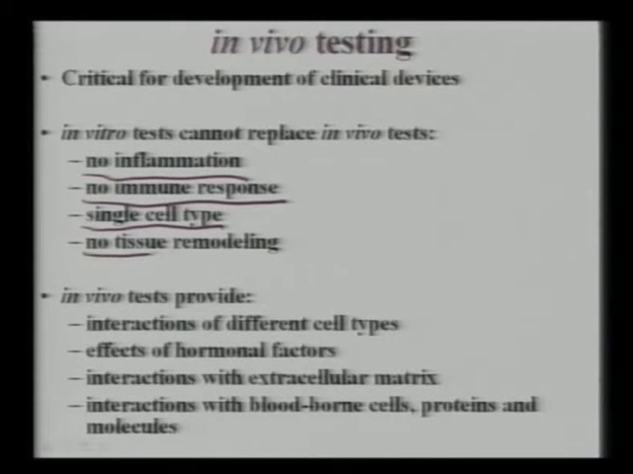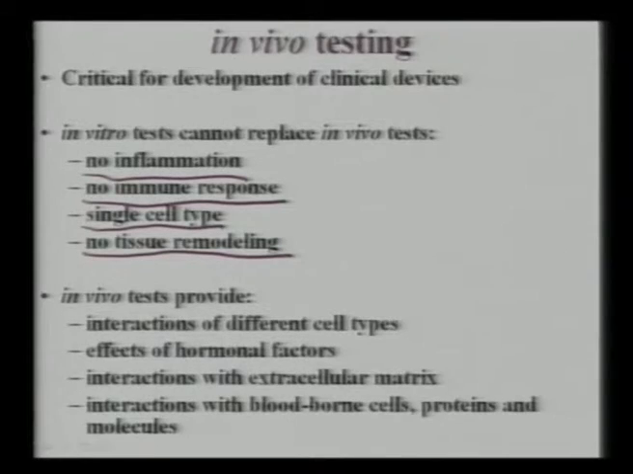Fourth is that there is no tissue remodeling. I will come back to this later when I discuss a little bit of the tissue engineering concept. Tissue remodeling means you are not giving enough biological environment so that there is ECM, that is extracellular matrix formation, and there is remodeling of the extracellular matrix composition all the time, dynamically. So no dynamic changes in the extracellular matrix are possible in in vitro experiments.